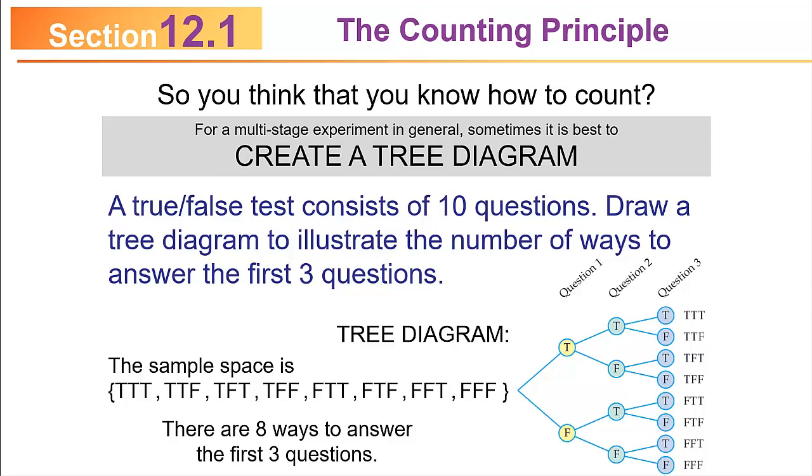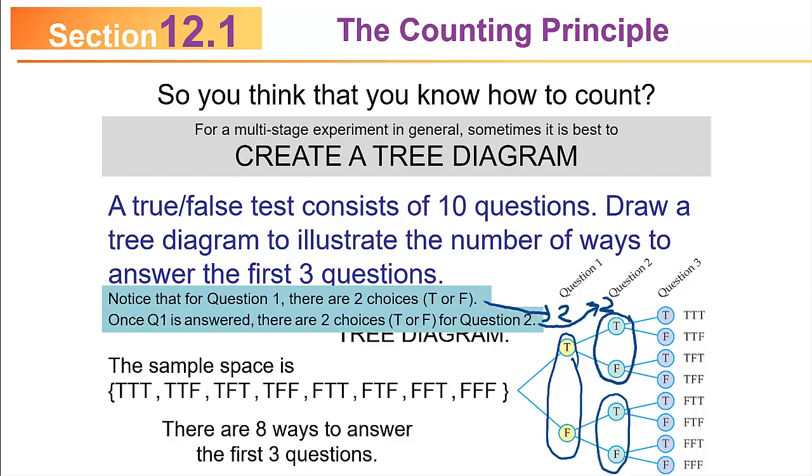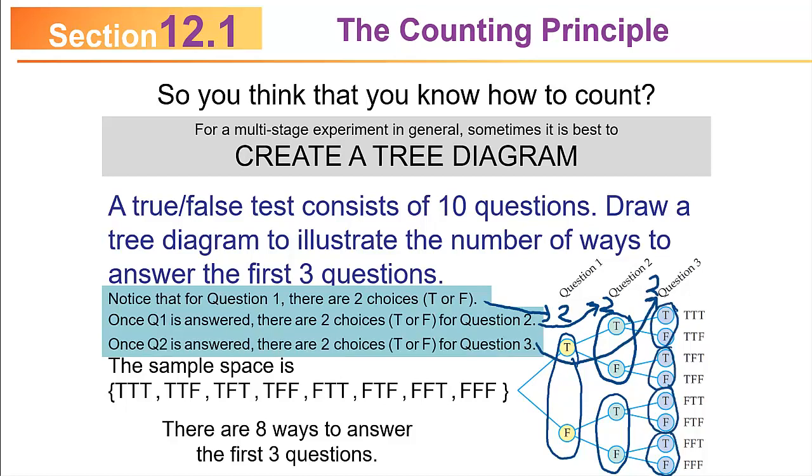And we did a tree diagram, and it turned out that there were 8 different ways. Let's look at this in a little more detail. For question 1, there were 2 possible answers, true or false. For question 2, there were also 2 possible answers, true or false. And for question 3, there were 2 possible answers, true or false. Now, think about this a minute. 2 times 2 times 2 is equal to 8.